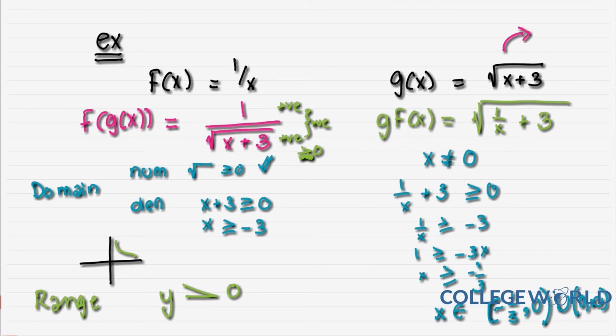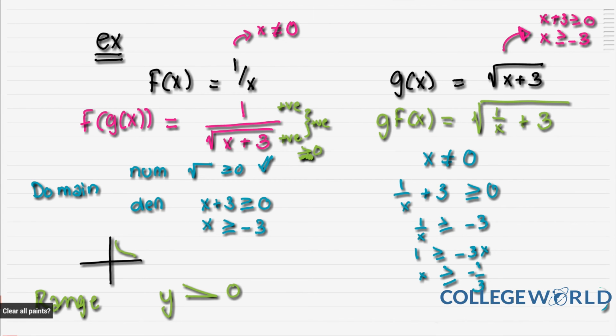Now if we look at the functions themselves, g of x requires x plus 3 to be greater than or equal to 0, which means x is greater than or equal to -3. And for f of x, we know that x is not going to equal 0. Now here, for f of g of x, x is greater than or equal to -3. So what we did is we looked at the inner function, which is g of x. I made a small mistake here, it's actually a big mistake, whatever. So we know that x cannot be 0, and we know that 1 over x plus 3 has to be greater than or equal to 0, so 1 over x is greater than or equal to -3, and then 1 is greater than or equal to -3x, and x is greater than or equal to -1 over 3. So yeah, actually I didn't make a mistake.